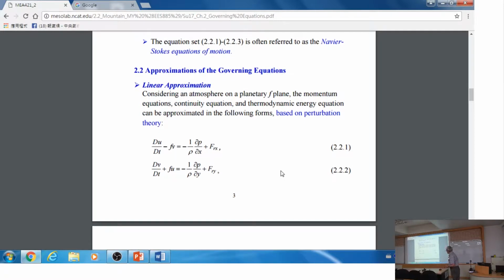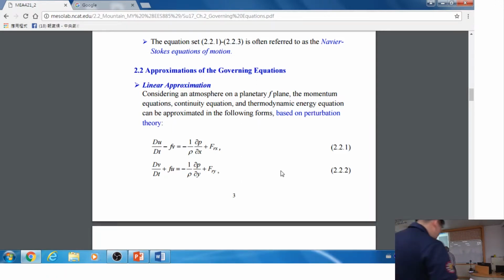Okay, so now we are talking about approximations. One of the approximations important to us is the linear approximation. When we say linear approximation, that means the perturbation from the basic field is small. That's called linearization, as you know.